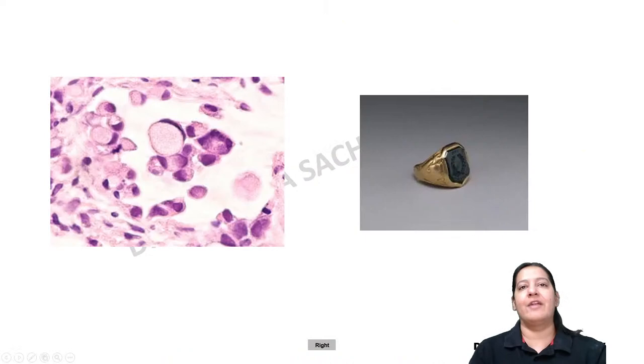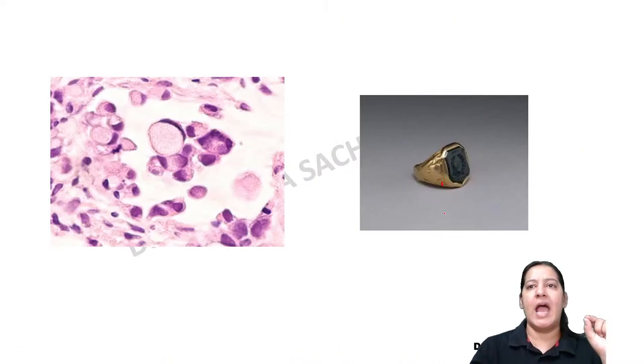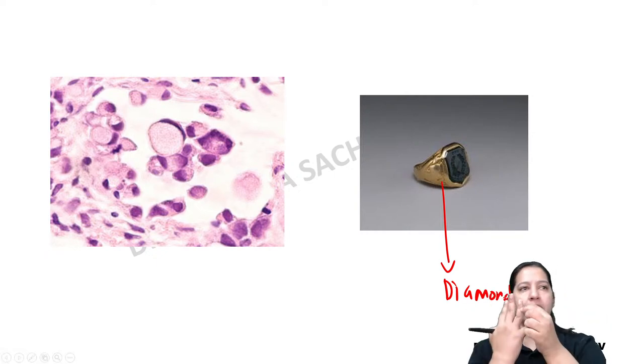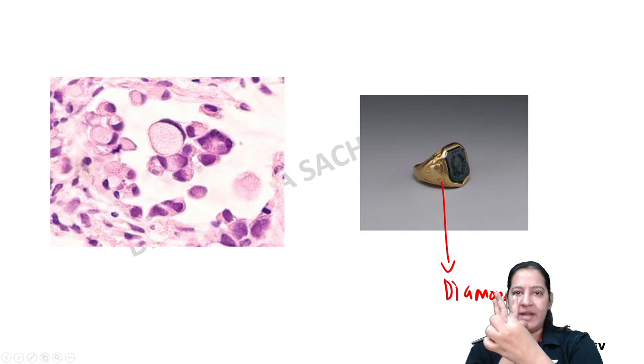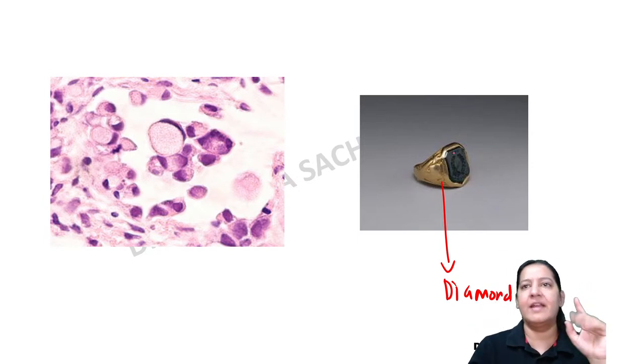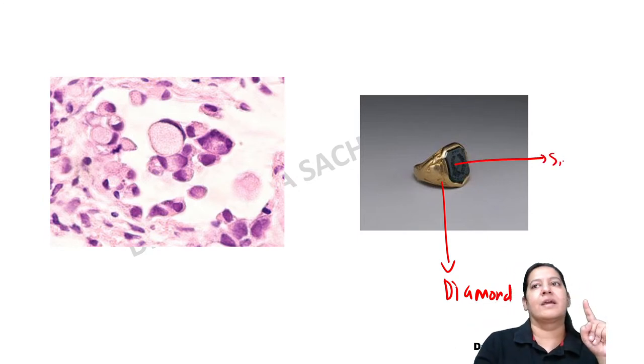What do you mean by signet ring? A signet ring is like a diamond ring. Can you see the diamond? I have not worn a ring on my hand. A diamond ring has a circle with a diamond at the center. You can see the diagram. This diamond is known as the signet. It is known as a signet ring. You got my point?